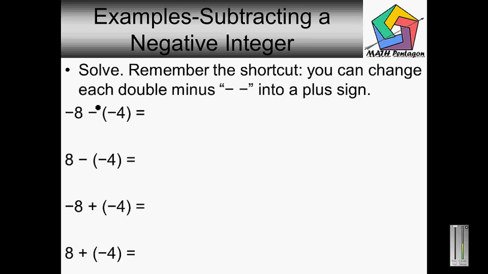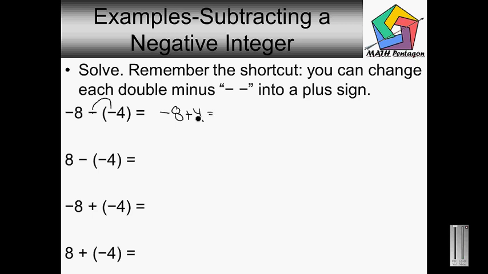What we do is multiply this minus sign and this negative sign together, which is going to give us a plus sign. So it would be -8 plus 4.